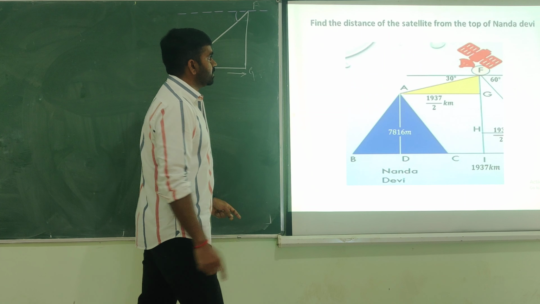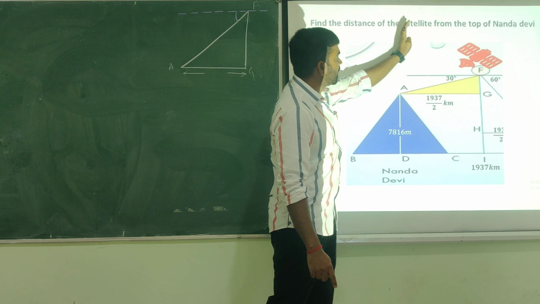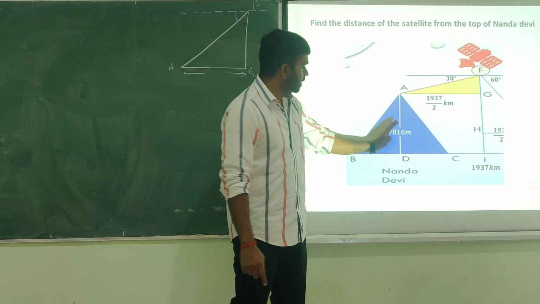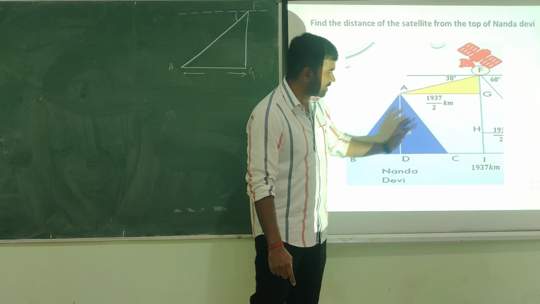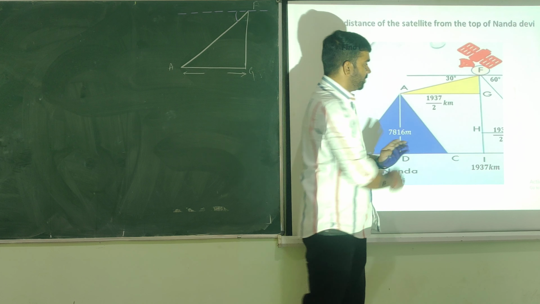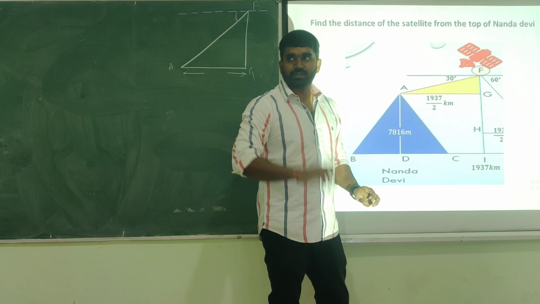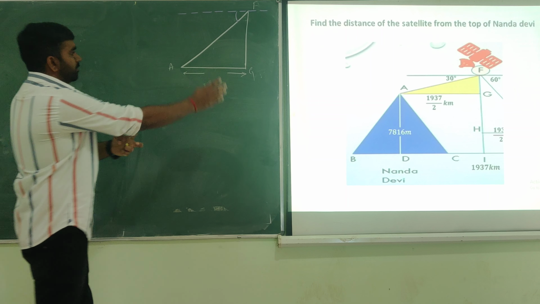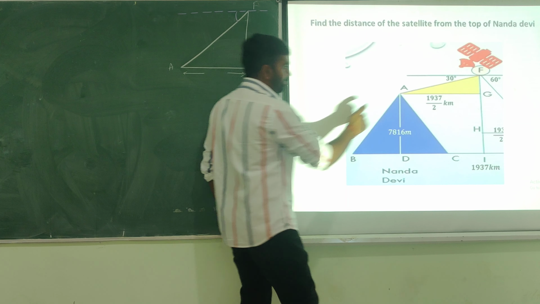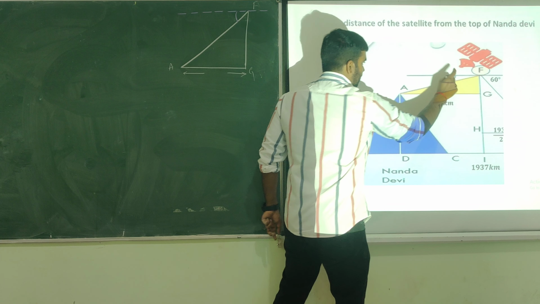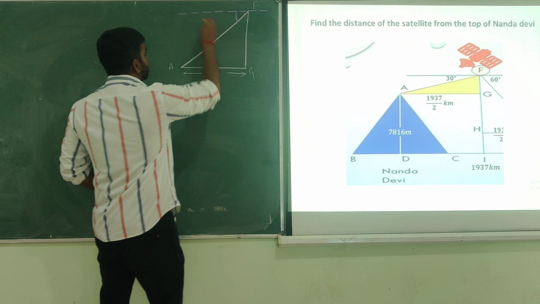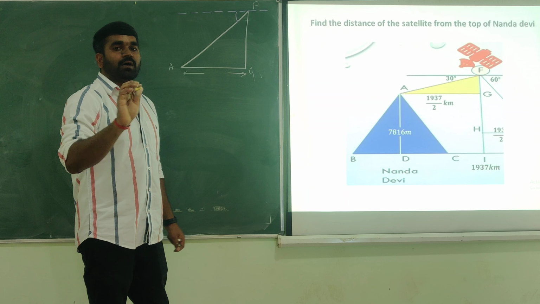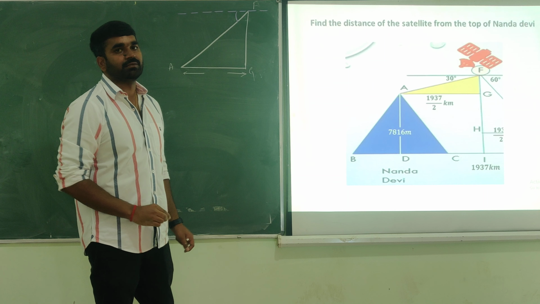Here, find the distance of the satellite from the top of Nanda Devi. AD is Nanda Devi, and the height of Nanda Devi is 7816 meters. And here, AG is in kilometers. For this question, we are not going to convert meters to kilometers. So we have taken part of the diagram, that is triangle AFG. Angle of depression is given. Whenever it is angle of elevation or angle of depression, we always write it with respect to the horizontal.